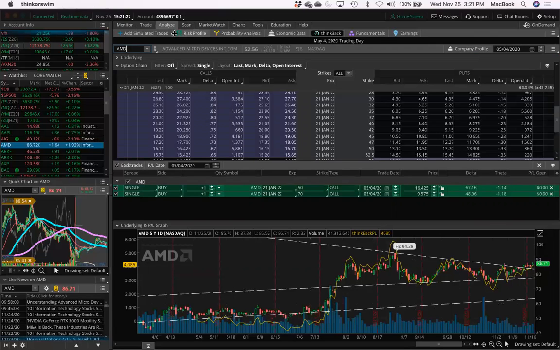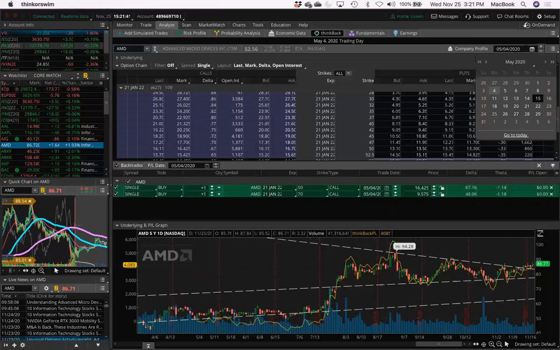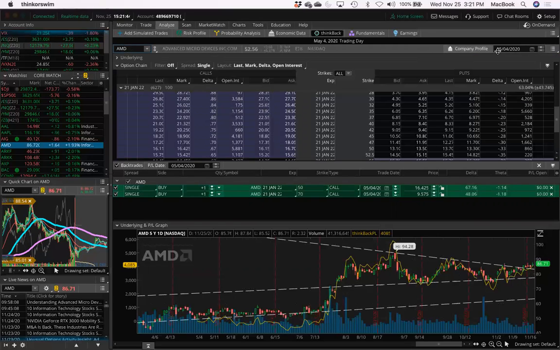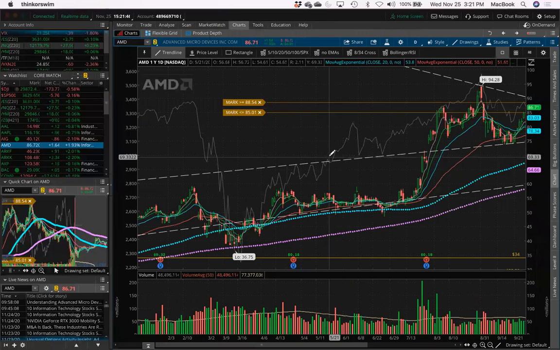If I haven't opened this up in the past, it's going to be blank and everything's going to show blank. So the first thing you want to do is put in a ticker symbol. And the second thing is to go to a past date. I'm picking this past date here in the calendar box, based off what I see on the chart.